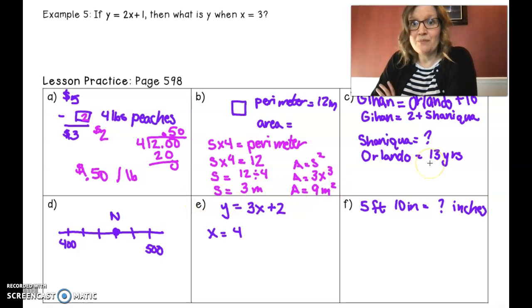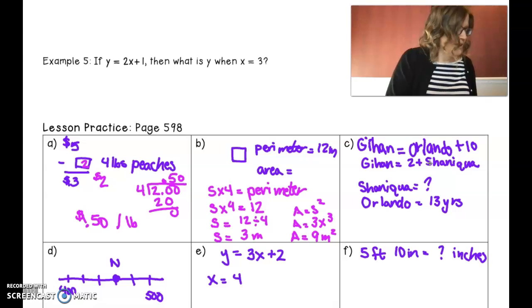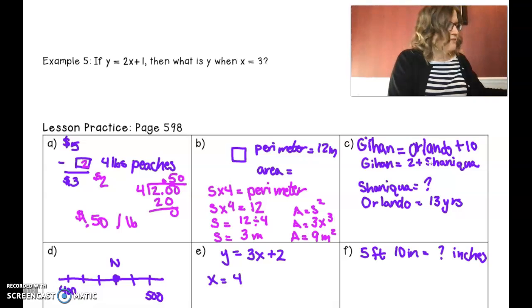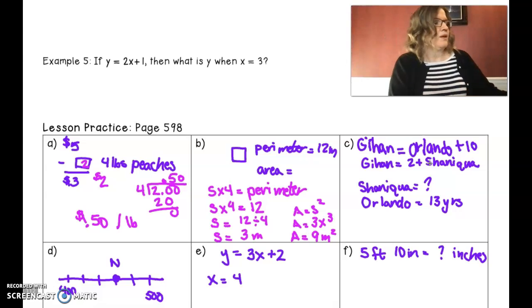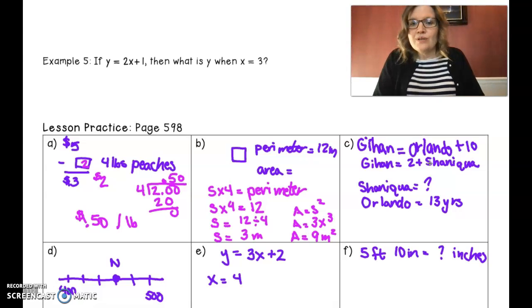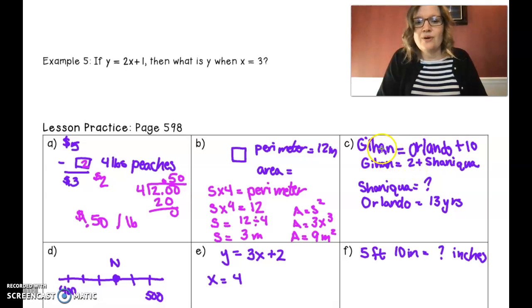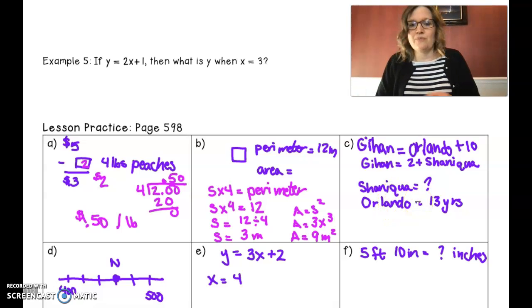Our next one took me a minute to think about. Here is the problem. We need to find the age of Shaniqua. This is the puzzle. I'll read it. Orlando is 10 years younger than Jihan. So I put Jihan is Orlando's age plus 10 years. Jihan is 2 years older than Shaniqua. So I put Jihan equals 2 plus Shaniqua. How old is Shaniqua? And by the way, they've told us that Orlando is 13 years old.